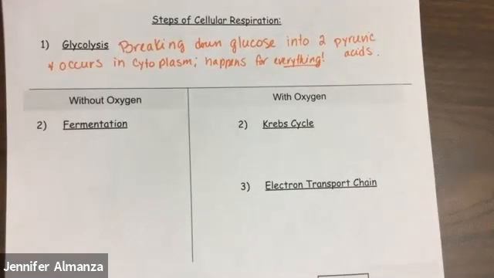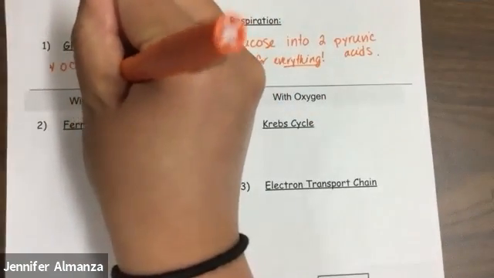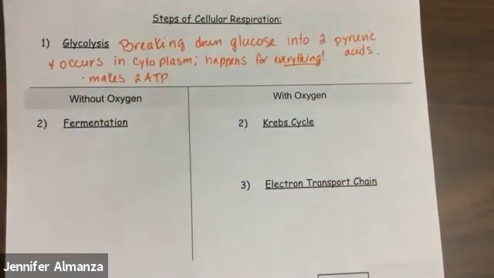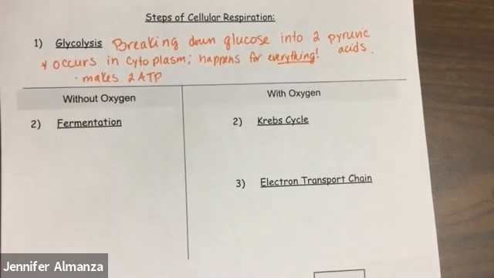Now, glycolysis is not very efficient. I'm only going to make 2 ATP from this. If we think about 2 ATP, maybe like a quarter of a breath. So 2 ATP doesn't give you much energy. We need more energy than this.